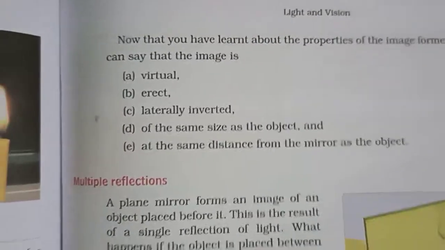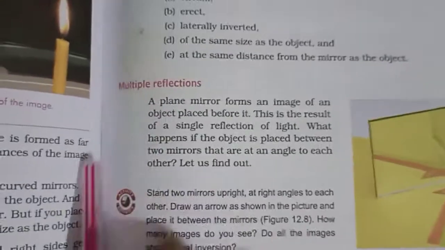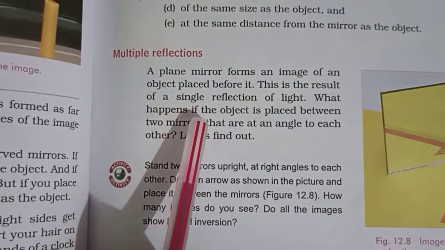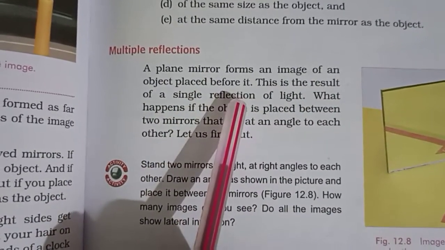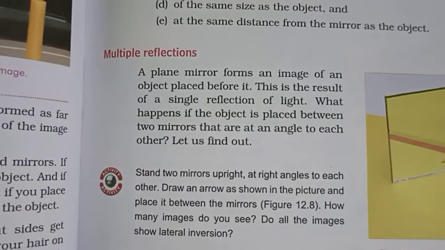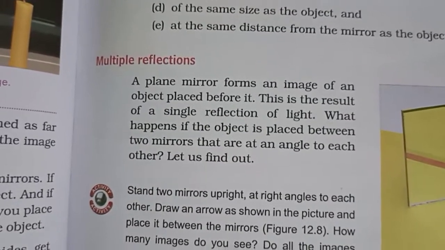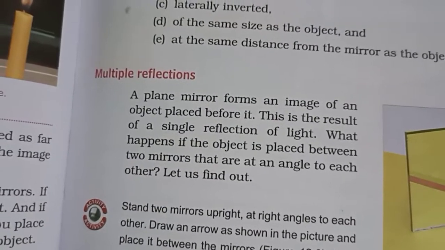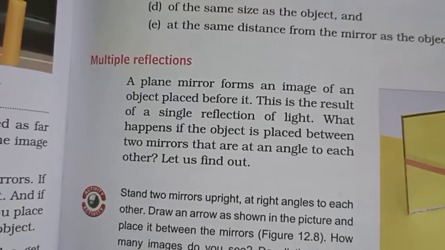Next we have multiple reflections. A plane mirror forms an image of an object placed before it. This is the result of a single reflection of light. What happens if the object is placed between two mirrors that are at an angle to each other?